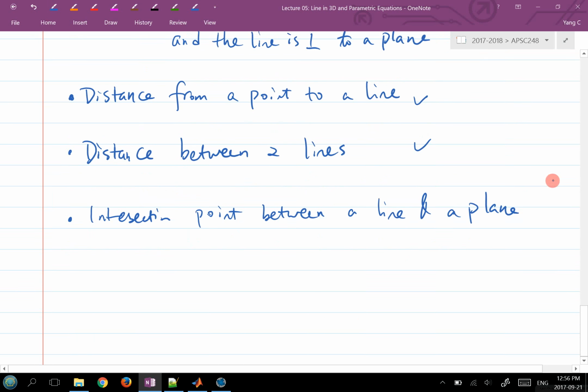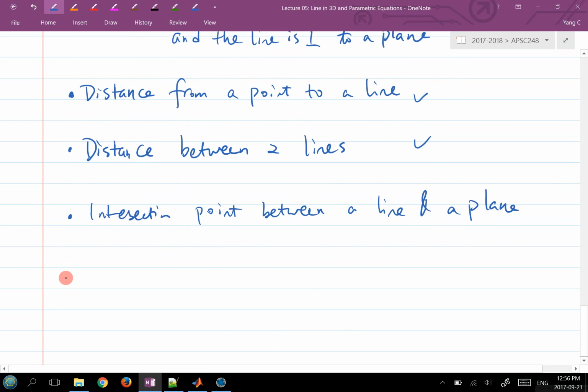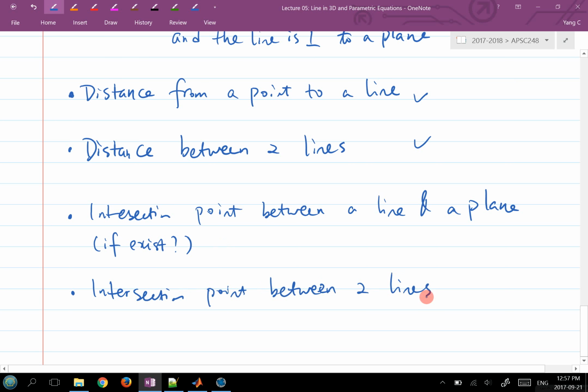Okay, so we just did that. So how do you find the intersection point? Or even just the question is if it actually exists or not, right? And also you could be asked, can you find intersection points between two lines? Intersection point between two lines. And this is basically the same question. Does it really exist?